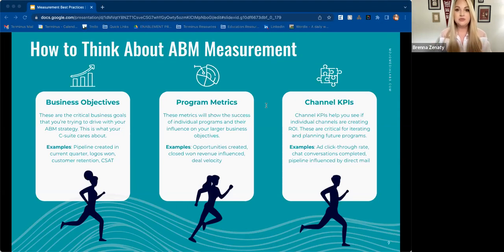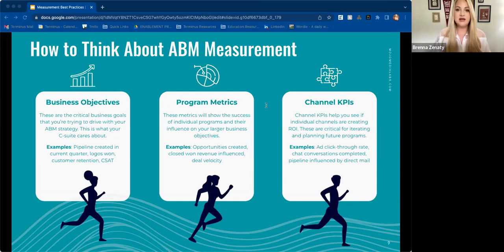And these are critical business goals that you're trying to drive with ABM, and really what your C-suite or your board probably cares about. So some examples of this could be pipeline created in a current quarter, or new logos won, customer retention, customer satisfaction score. And from a cadence standpoint, these are probably metrics that you're reporting on a quarterly basis.